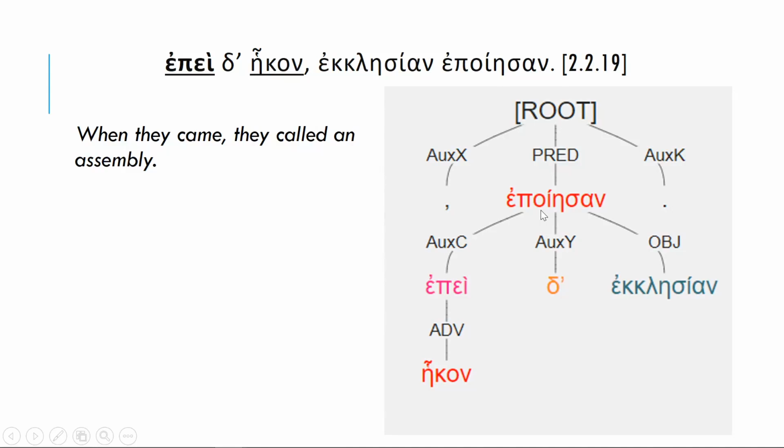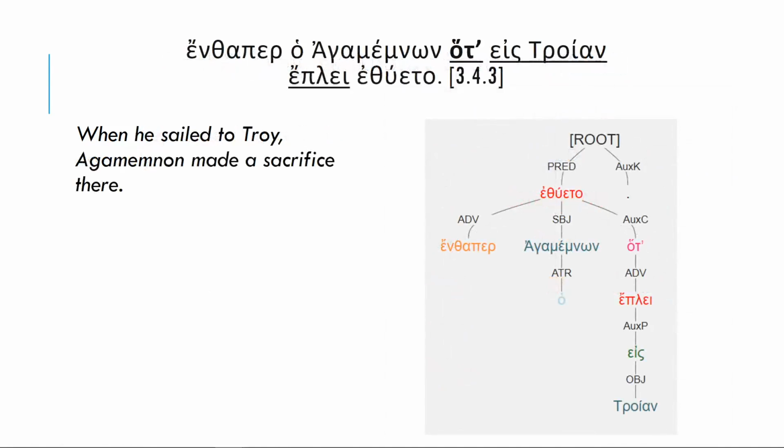Unless they are acting as attributes of a noun or adverbs on another adverb, subordinate clauses usually hang on the main verb. And in this case, it's just giving you another adverbial idea, which is when this is happening. And so it's labeled as an adverb. The main sentence here: Agamemnon made a sacrifice there when he sailed to Troy. So again, it's just giving us some additional adverbial information not necessary to the argument of the verb.